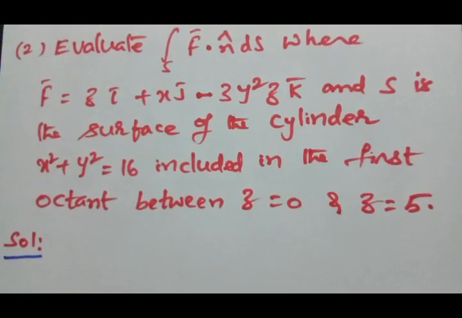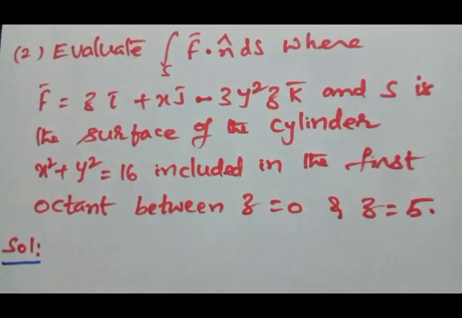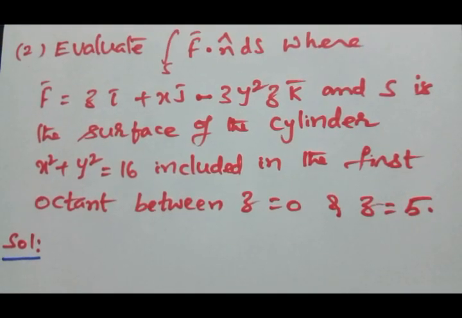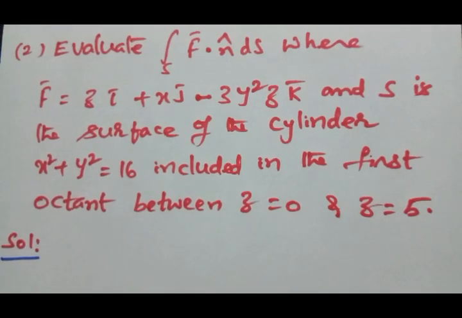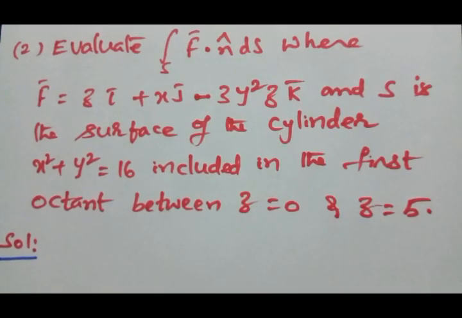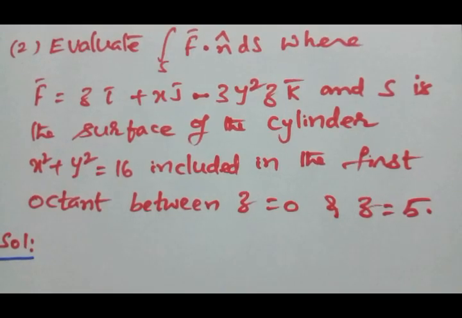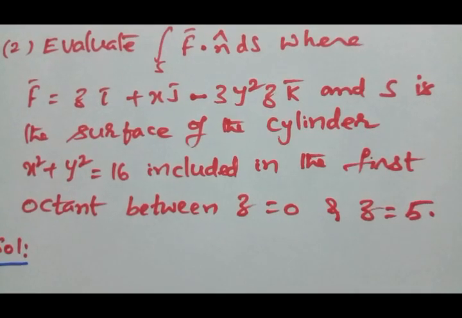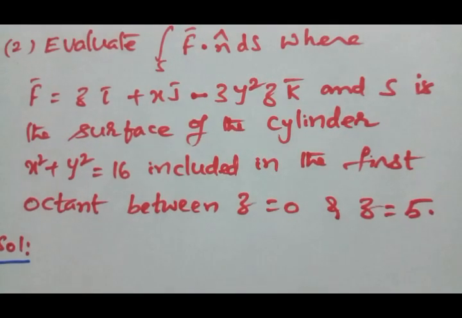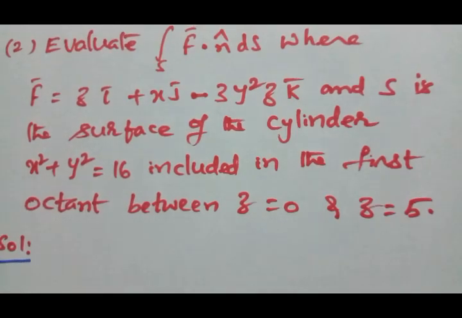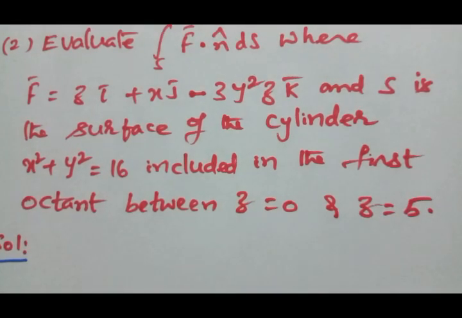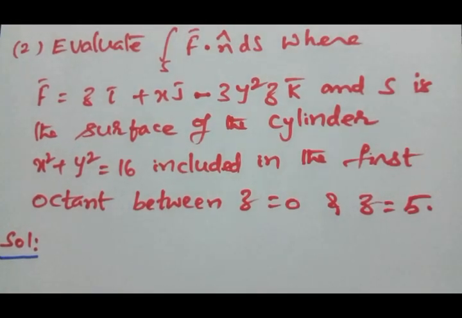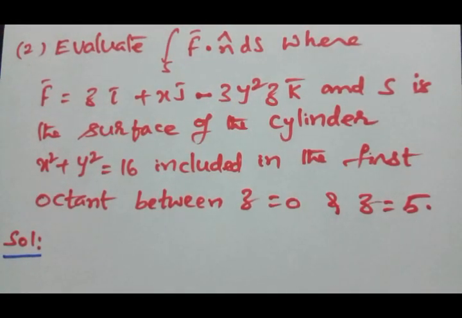What is the first octant, second octant, third octant? In three-dimensional geometry, we divide the three-dimensional axes into 8 octants. Octant means 8, so we divide into 8 parts. Therefore, first octant means it consists of only positive x-axis, positive y-axis, and positive z-axis. In this first octant, our surface is the cylinder included between z equal to 0 and z equal to 5. Now, first draw the diagram.